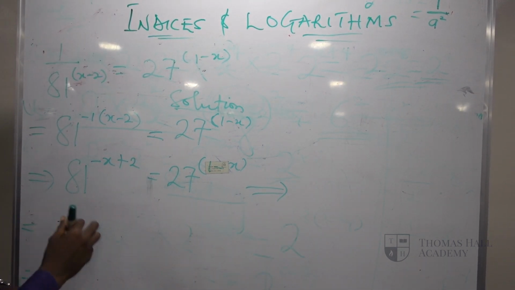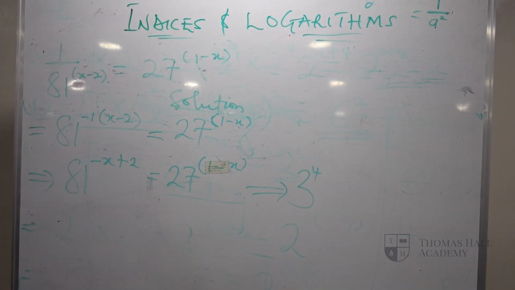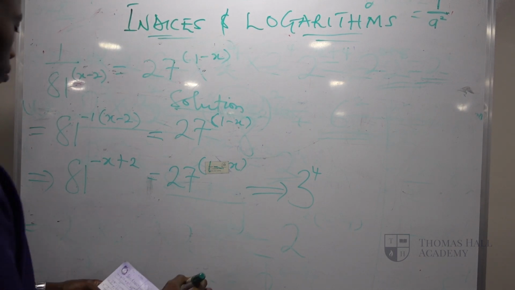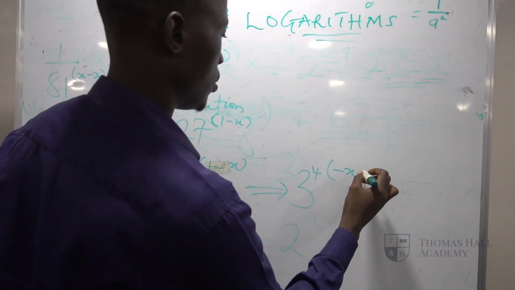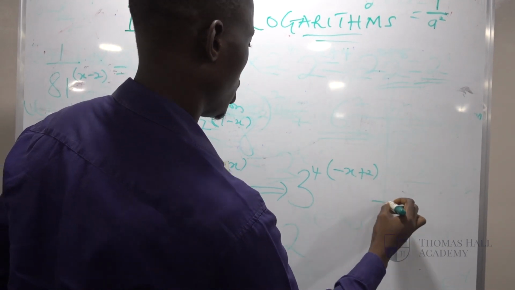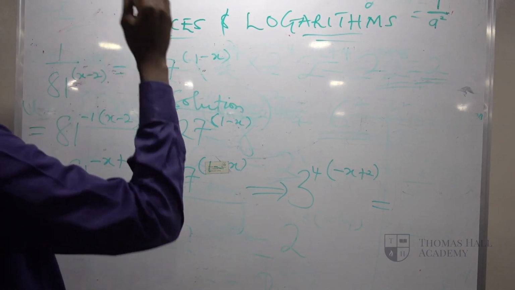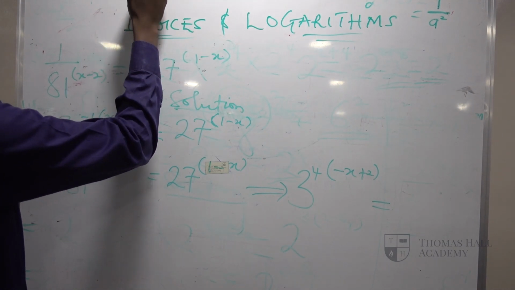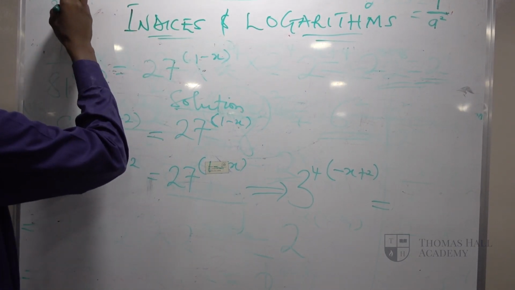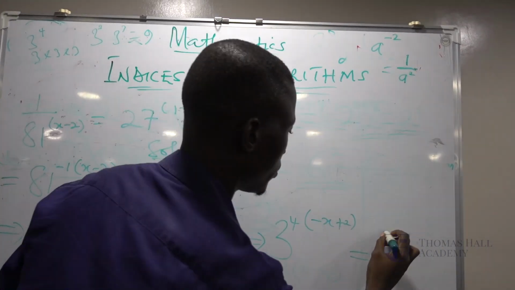Now, 81 can be written as 3 raised to the power 4. We have to be a fast thinker when you are dealing with indices. How do you express this number in powers? Then you open your bracket, minus x plus 2 equals to 27, which can be written as 3 raised to the power 3. It's the same thing as 3 times 3, 9. 9 times 3, 27. Please, I have seen some people, 3 raised to the power 3, they will say it's 9. No. 3 raised to the power 3 means 3 times 3 times 3, which gives us 27. So 27 becomes 3 raised to the power 3.